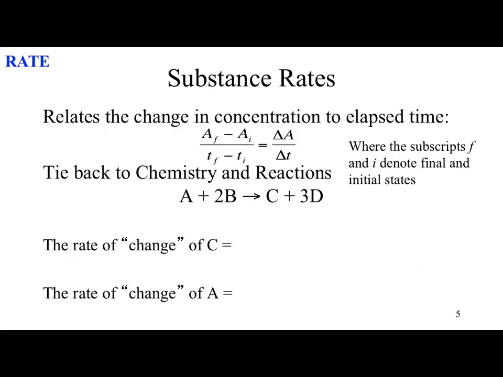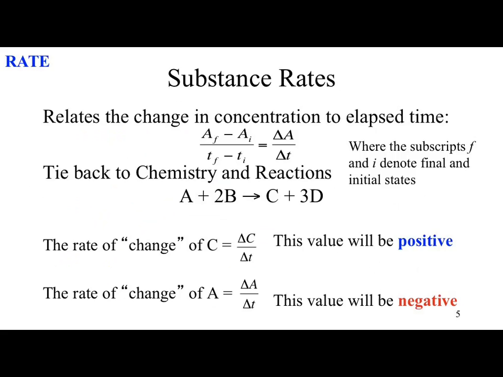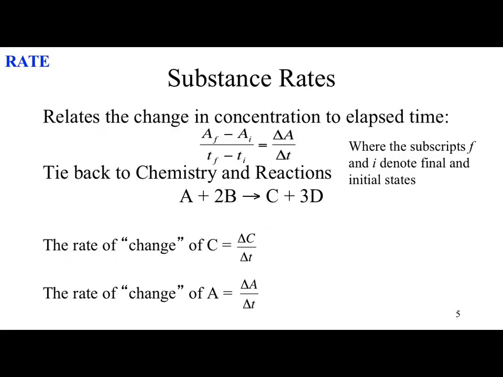So if we're going to calculate the rate of change of C, we would go through and do our simple calculation. I don't think I quite give you the next number. Yeah, let's step away from that. Pretend you didn't see that. Our rate of change of C. So C is a product. Okay, what sign would we expect on that number?